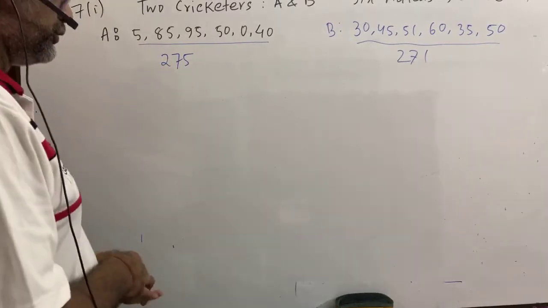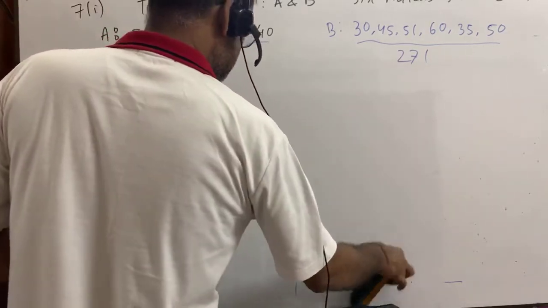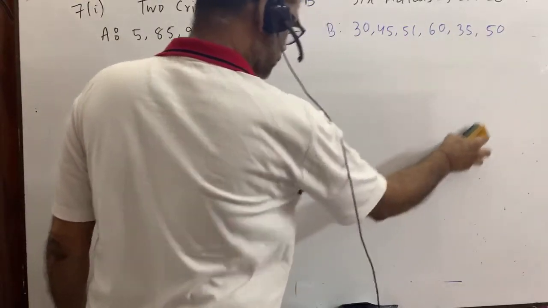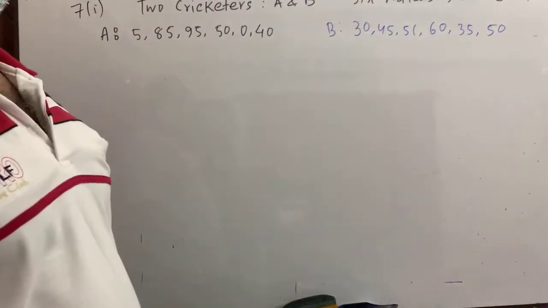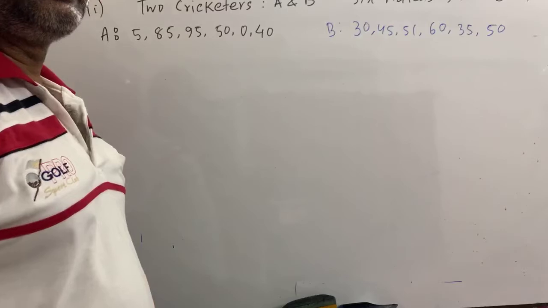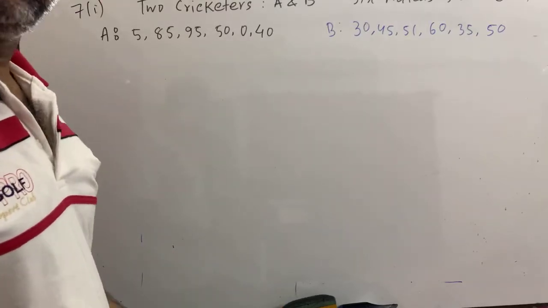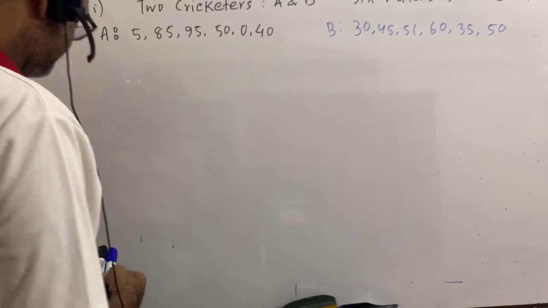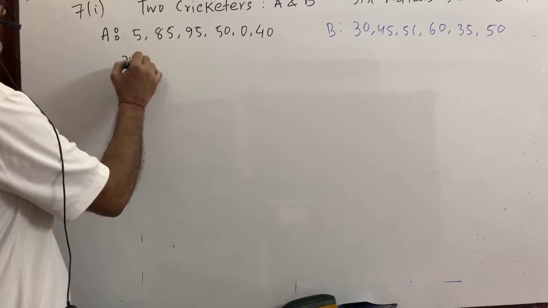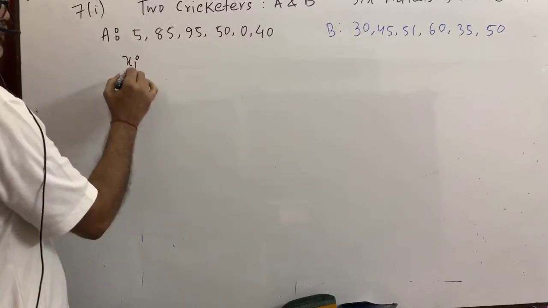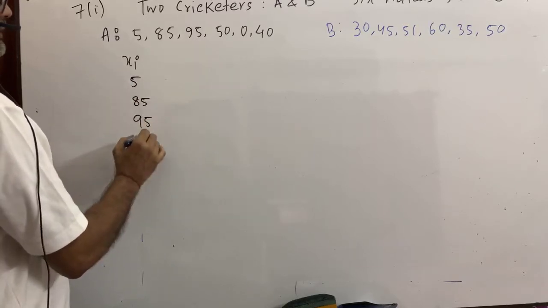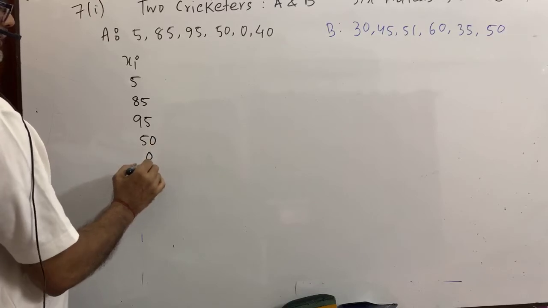Now see how the selectors of the cricket board select a batsman, and what the procedure is. You see how math is applied in our real life. Please pay attention. For A, you write down xi. What are the scores? 85, 95, 50, 0, 40.